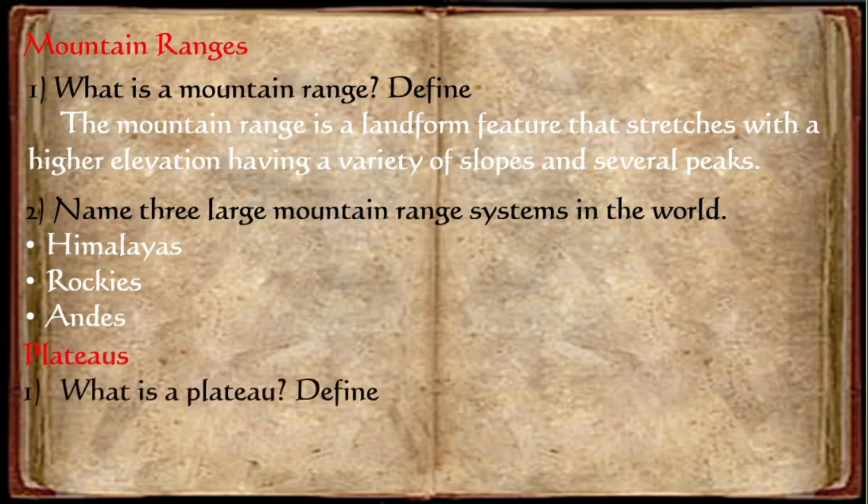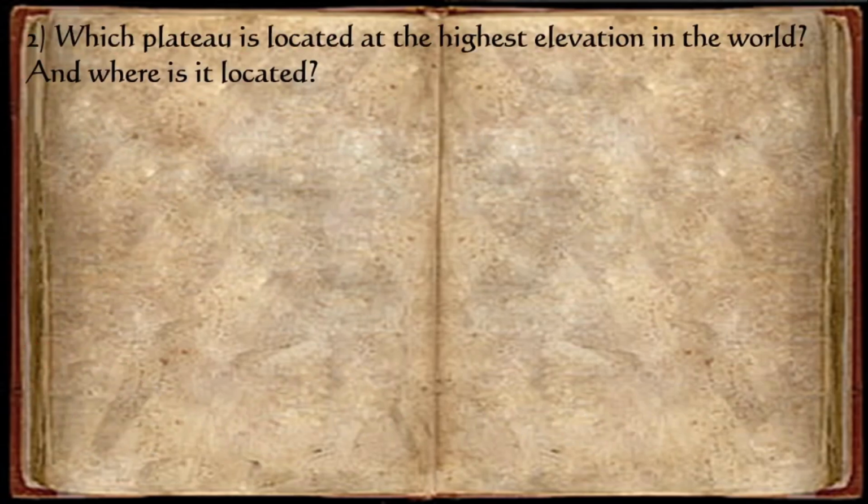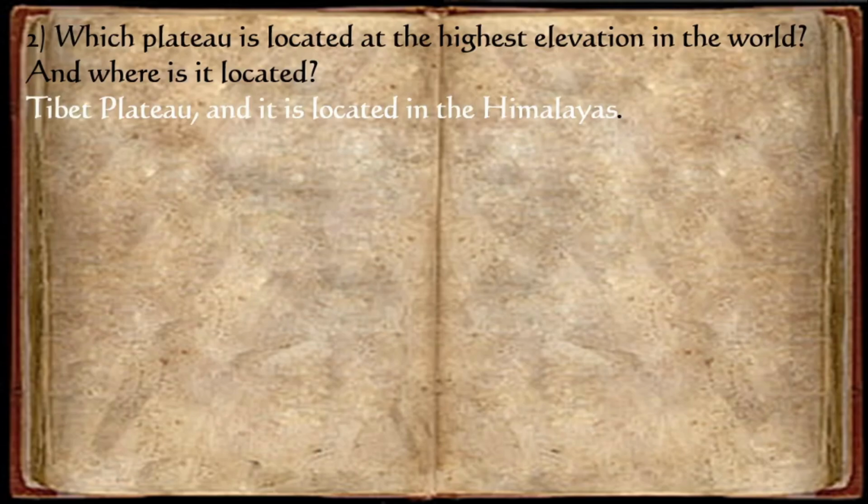Plateaus. What is a plateau? Define. A plateau is a flat land area located at a high elevation or a mountainous region. Which plateau is located at the highest elevation in the world, and where is it located? Tibet Plateau, and it is located in the Himalayas.